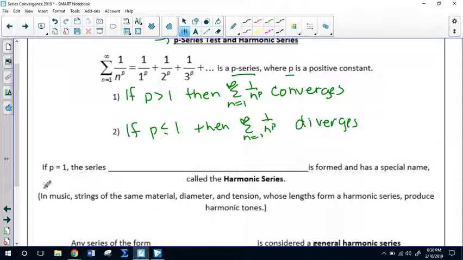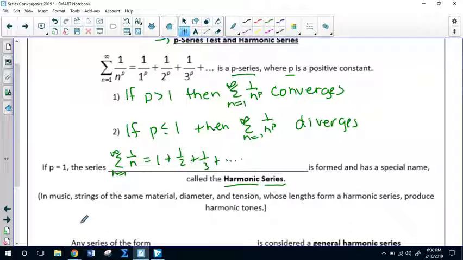If P equals 1, which is what we just saw on problem number 3, the series would be 1 over n, and you'd have 1 plus a half plus a third, dot, dot, dot. This particular series is what's formed, and it has a special name. It's called the harmonic series.